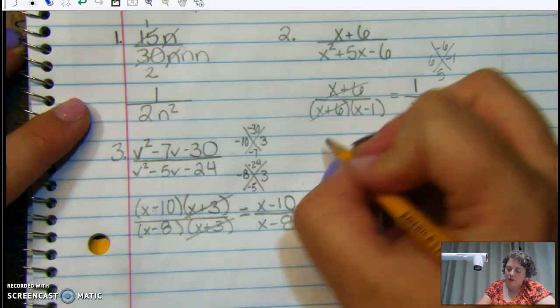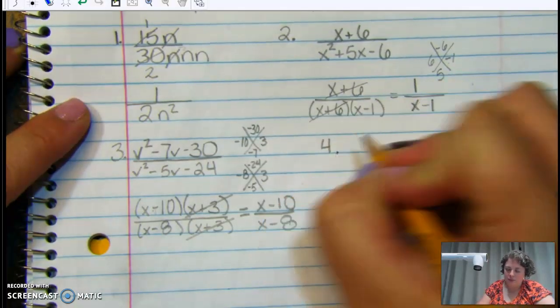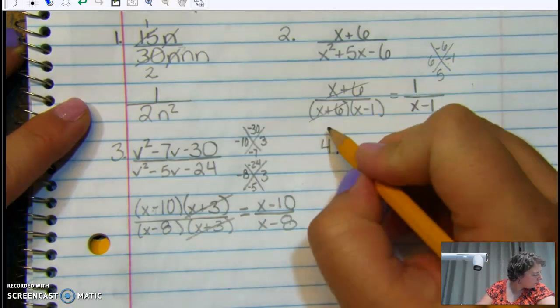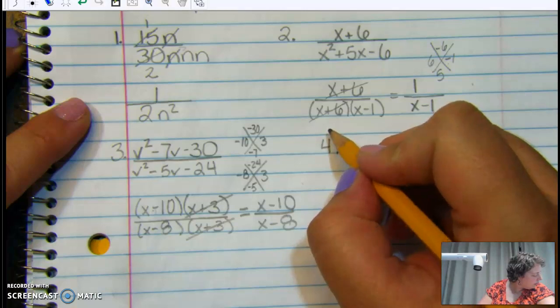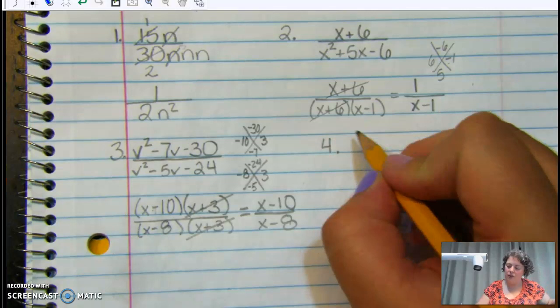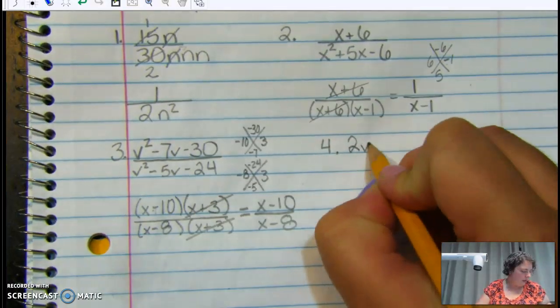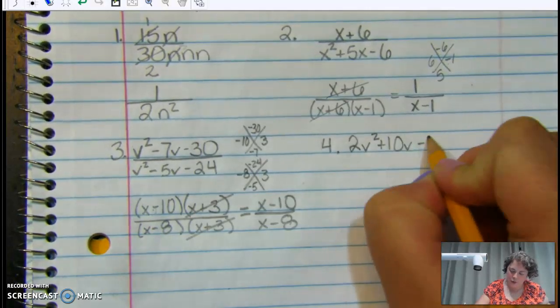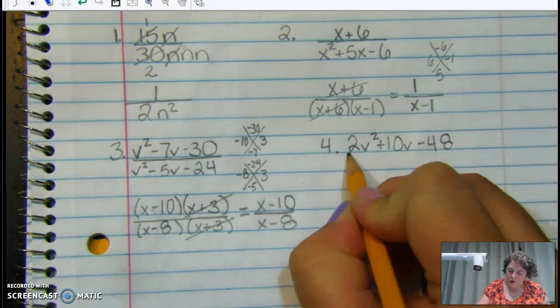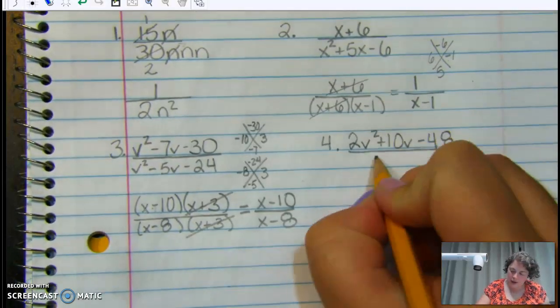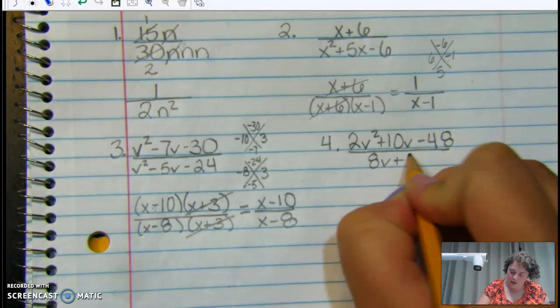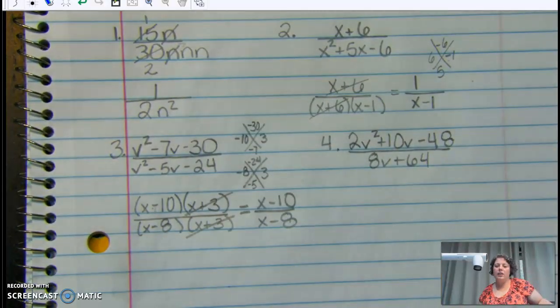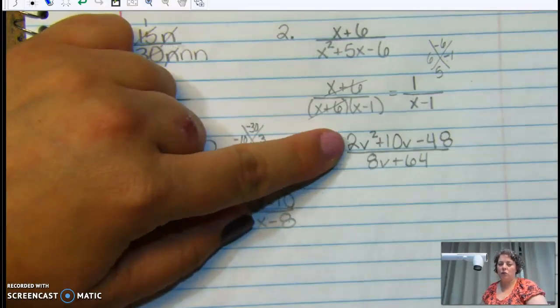All right, let's do another one. Let's do this one: 2v squared plus 10v minus 48 over 8v plus 64. All right, so I'm getting ready to factor, and I always wish this was a 1.